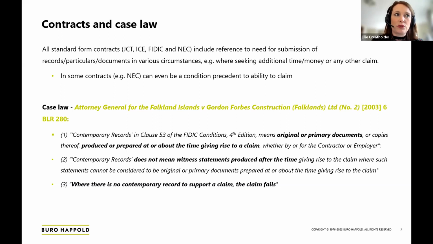And the judgment here talked about what are contemporaneous records, and concluded that they did mean, as you'd probably expect, original or primary documents or copies of those that were produced at the time giving rise to a claim, whether by or for the contractor or employer. What contemporaneous records do not mean are witness statements that are given after the time. And it's really important to note that third point on here, that in that judgment, it was concluded that where there's no contemporary record, as defined above, to support a claim, the claim fails. So that's why this stuff matters so much, and is why we're talking about it today.